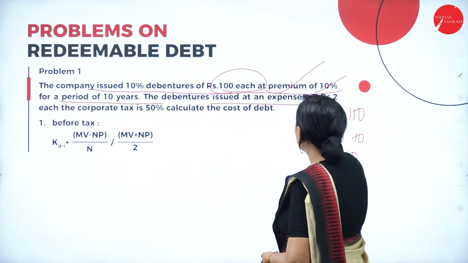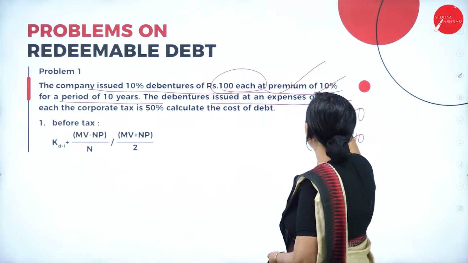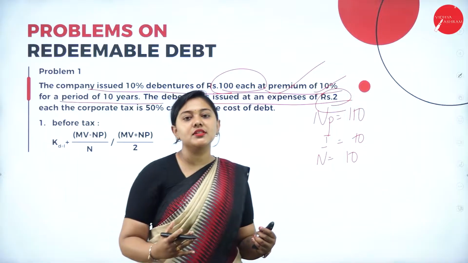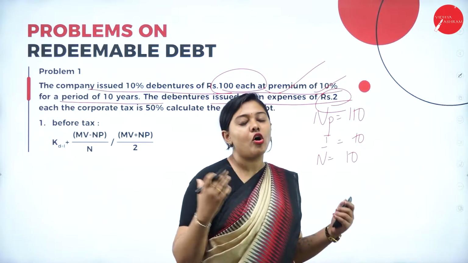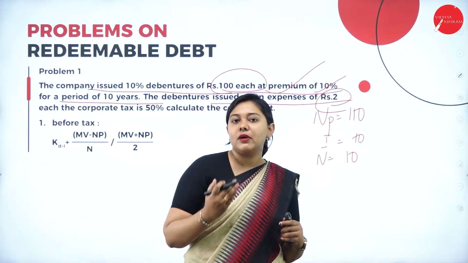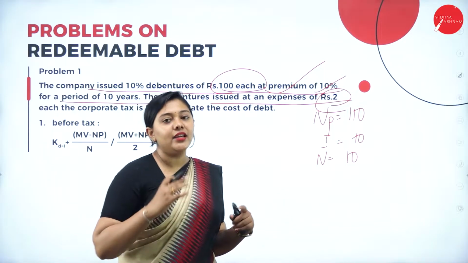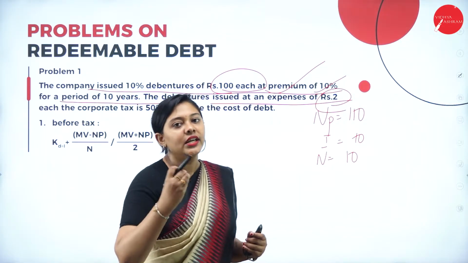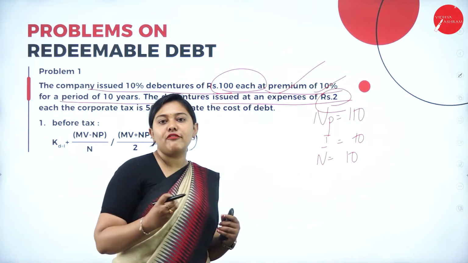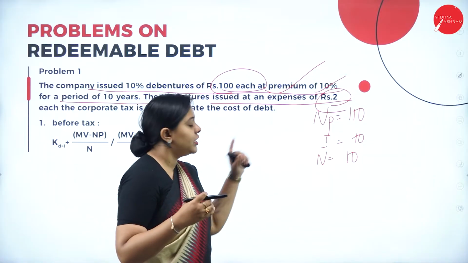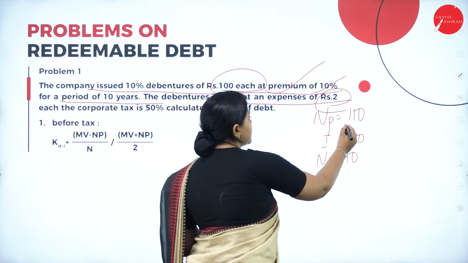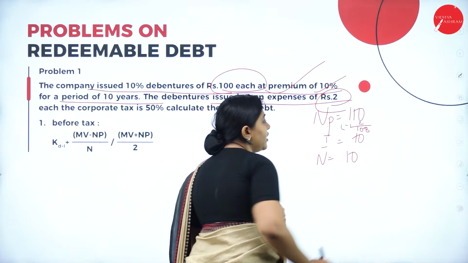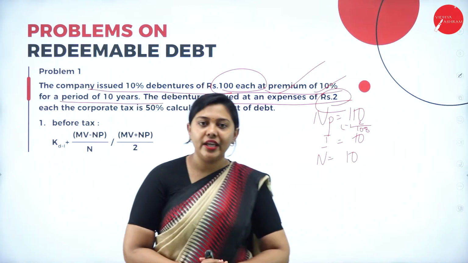The debenture is issued at an expense of rupees 2. So while issuing, they have incurred the expenses. The expenses might be flotation cost or transaction cost. While issuing the shares, while issuing the debenture, they have incurred certain expenses. So from where do they have to deduct? They have to deduct from the net proceeds. So 2 rupees is the expense. If we deduct, 108 rupees will be what? 108 rupees will be the net proceeds.